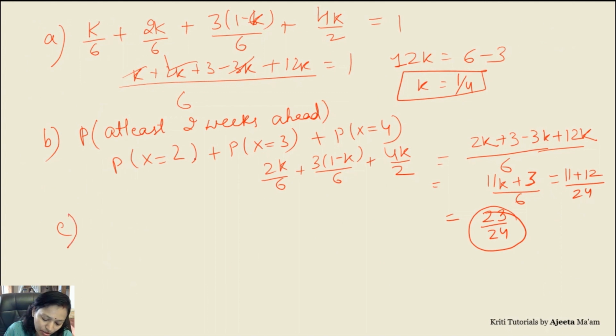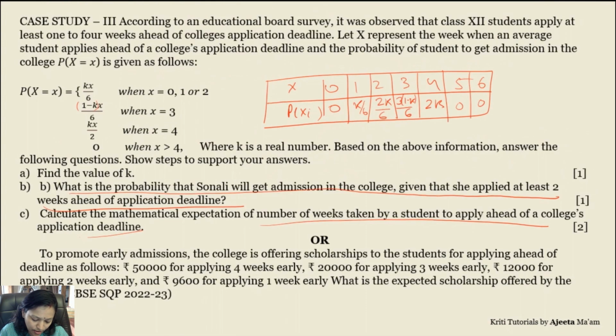तो ऑलरेडी हमने देखे 2 3 4 का ऐड किया है, 1 का हमारा लेफ्ट आउट है. करेक्ट. सो नाउ लेट्स फाइंड इट आउट. So for 1 we have k/6 here, and calculate the mathematical expectation of the number of weeks. So we have to simply find the mean. Correct? So math of the number of weeks ahead of the college deadline. We have to simply find the total expectation.